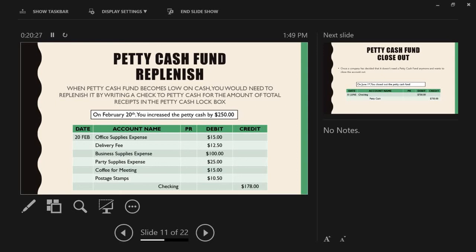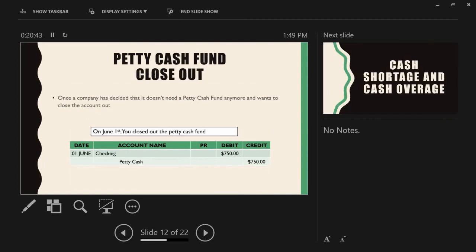So now I calculated again $178 of receipts, and I'm going to take that and convert it back into cash. So the amount in the petty cash fund is now still $250. All right. Does that make any sense?